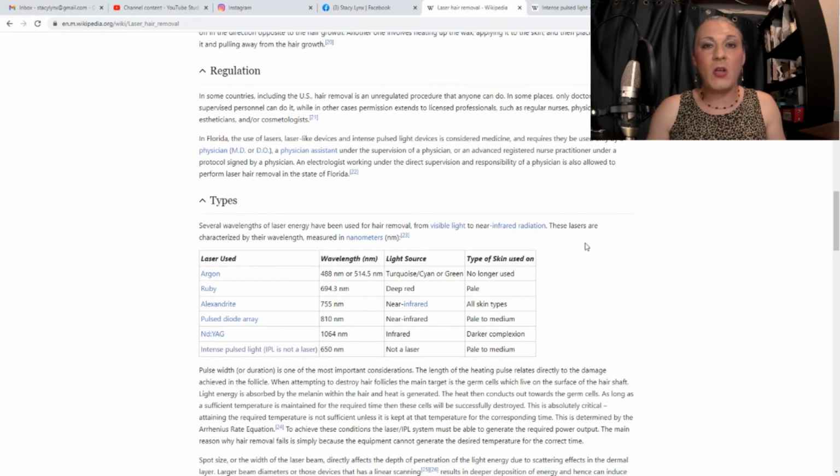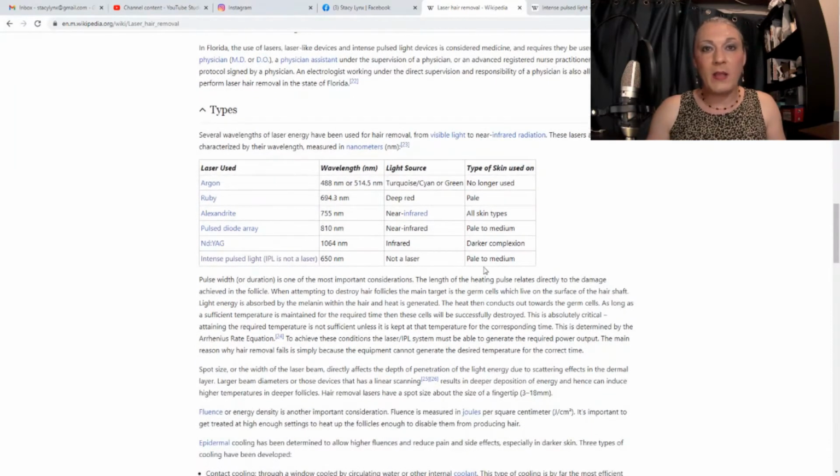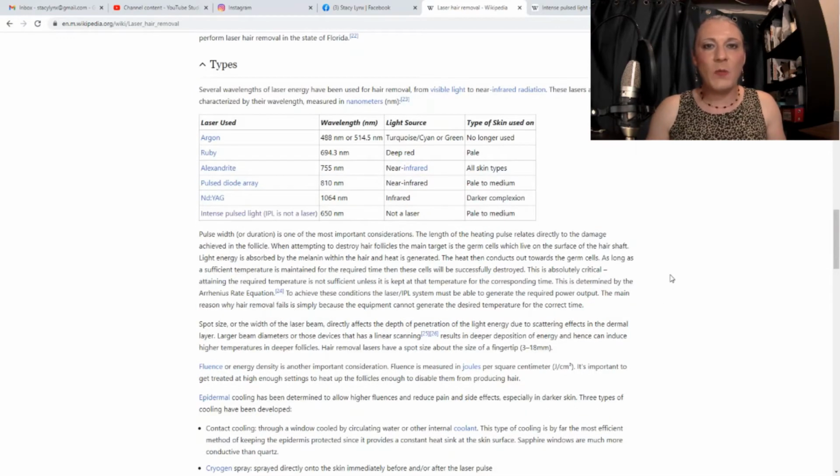In this part of the article, it goes into actual types of laser units: argon, ruby, pulse diode array, and then the IPL style. It actually specifies here that IPL is not a laser. So when it comes down to the hair removal techniques, how it really works is based on pulse width or duration, which is one of the biggest considerations. The whole point is to absorb the hair with as much light as to increase its temperature to a certain point for a certain period of time.